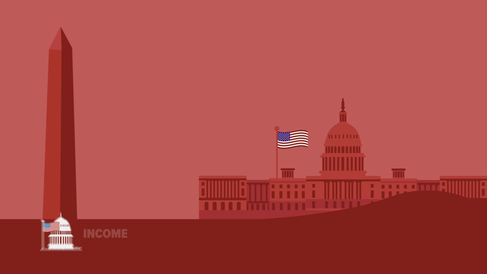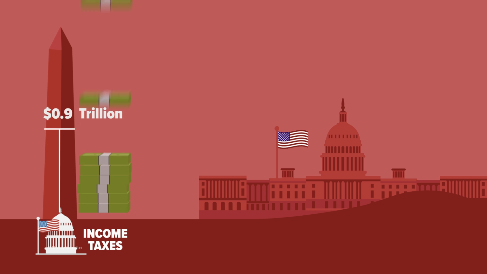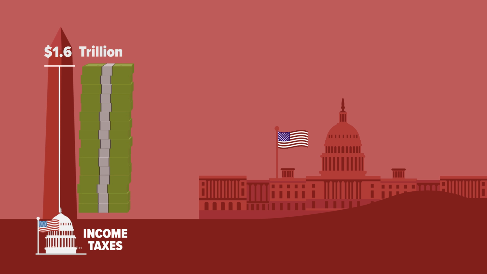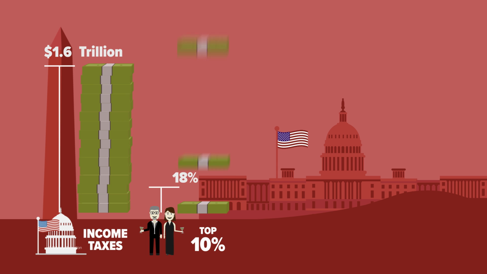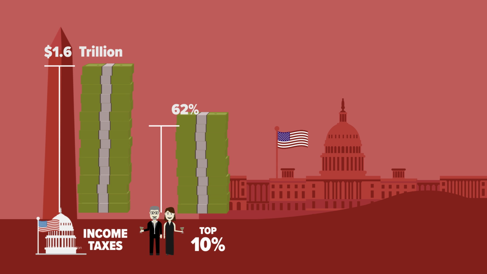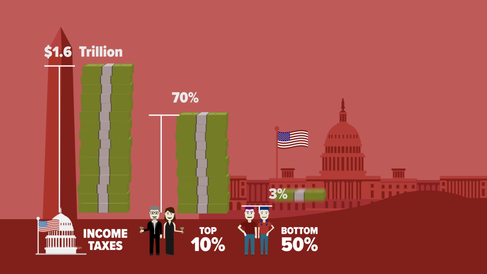In fact, if you add up all of the income taxes collected in 2017, $1.6 trillion in total, the top 10% of all income earners paid 70% of the tax collected. The bottom 50% of all income earners paid just 3% of the total income tax collected.